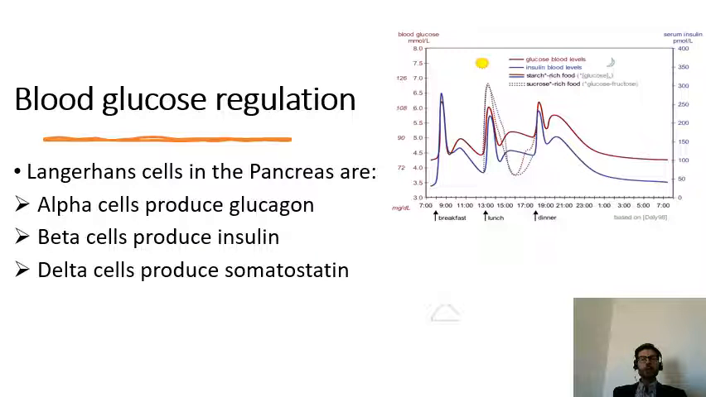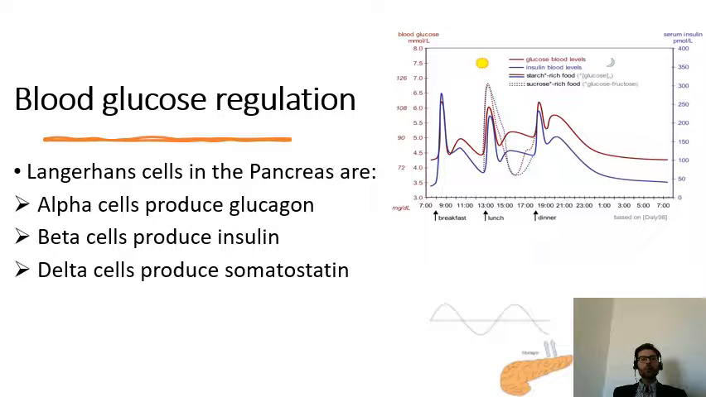The main physiological function of the pancreatic gland is blood glucose regulation. If you look at the microscopic level of the pancreas anatomy, we can see that we have three main types of cells. Number one, we have alpha cells, which mainly produce glucagon, beta cells, which mainly produce insulin, and delta cells, which produce somatostatin. Let me explain the function of each hormone.